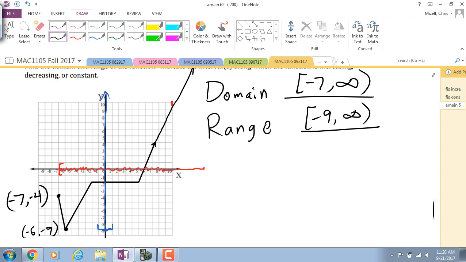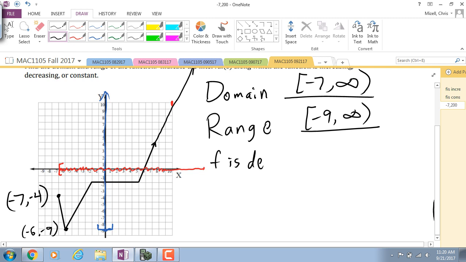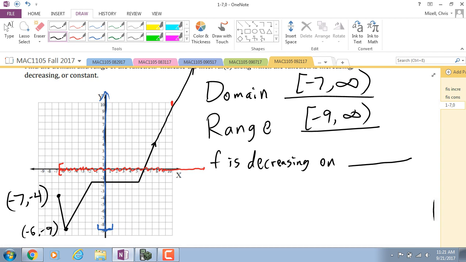Now, I want to know the intervals where it's increasing, intervals where it's decreasing, intervals where it is constant. So I'm going to begin by saying f is decreasing on, there's one interval, I believe, where the function f is decreasing. I'm going to write the endpoints. We're going to make it an open interval, because that's the way my math lab's going to expect it. We're not going to have to ask ourselves, shall we include the endpoints or not? We'll just exclude them.